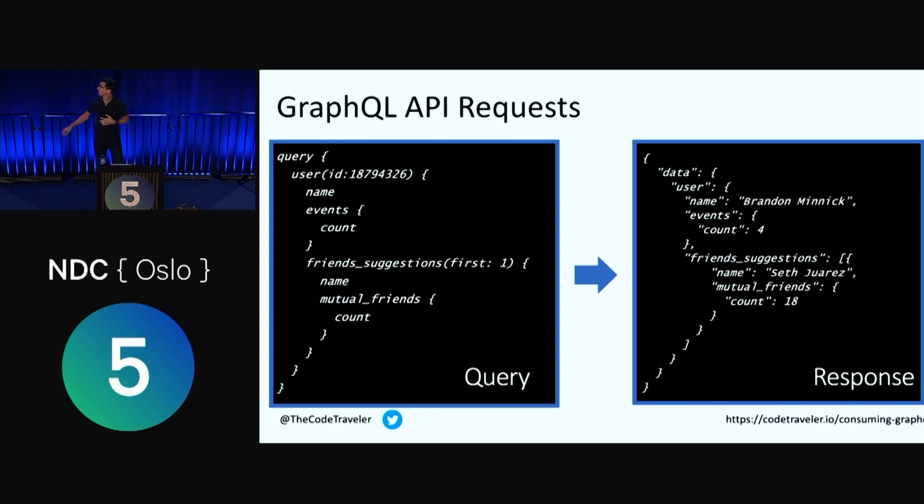But if we look at this, the query is not JSON. At first glance, it kind of looks like JSON, right? But if you squint a little bit, you'll notice there's no colons, there's no double dots, there's no quotes. And that's because this is GraphQL. This is the query part of the query language.